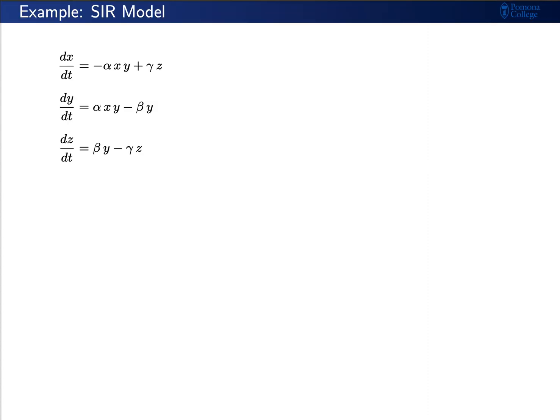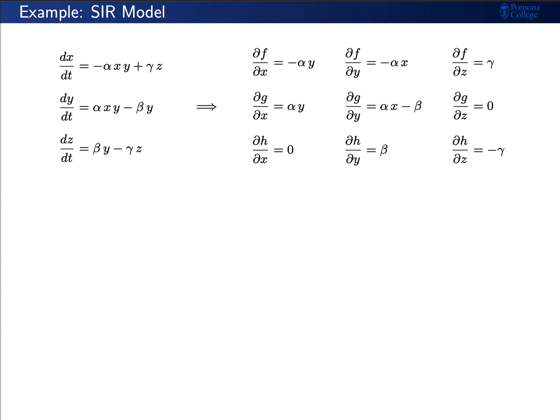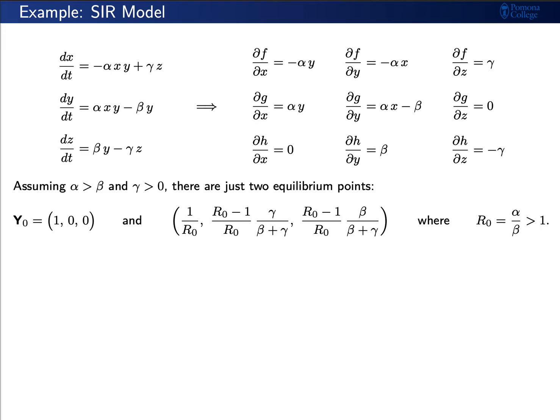Let's end today's discussion by going over a couple of examples. First, let's say that we have the SIR model. Since we'll need to compute some partial derivatives, we'll do them here on the screen. This will help us to then compute the Jacobian matrix. Now, remember that in this case, there are just two equilibrium points, namely the point 1, 0, 0, and another slightly more complicated point that we're going to ignore for the moment.